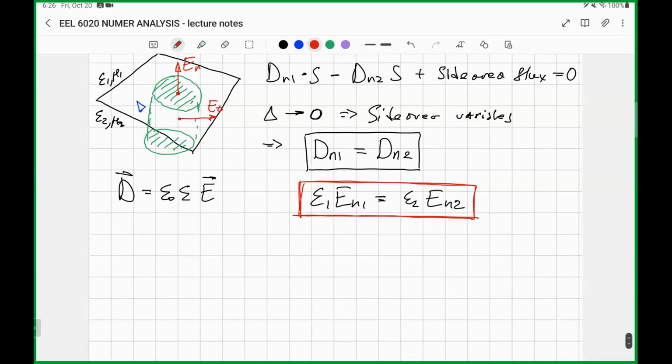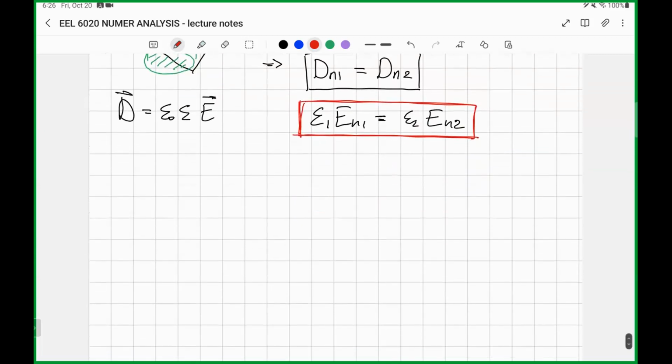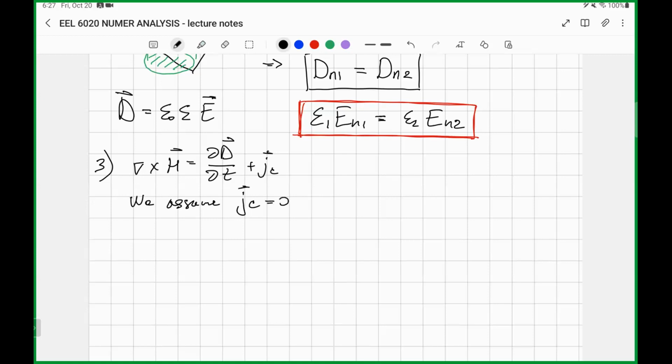So in contrast to the tangential component of the electric field, the normal component of the electric field is not continuous. It changes by a factor of the change of epsilon from one material to another material. Okay, so the third boundary condition is for the third Maxwell equation, for the curl of the magnetic field, which is equal to d over dt of D. Oh well, plus the current, but we assume no current.